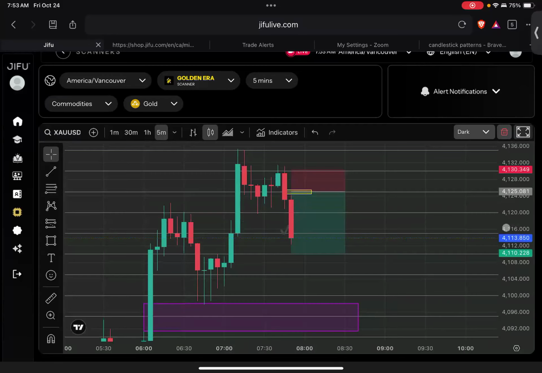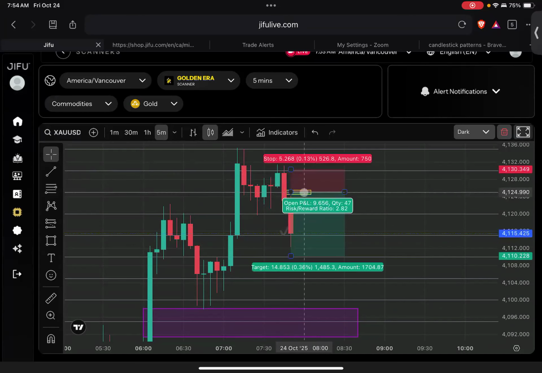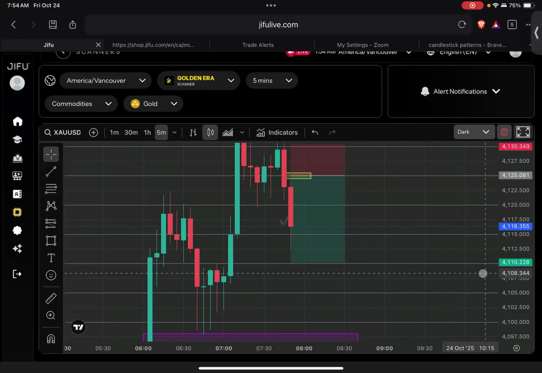That confirmation was we resisted off of this area, and we have a strong bearish engulfing candle that engulfed this whole candle. I would have liked to enter off of this zone, but now we're already over 100 pips into the right direction. So I'm going to just wait and see here what continues to happen off this.